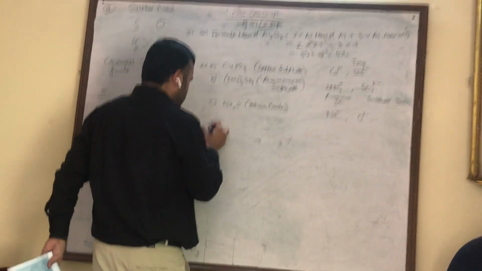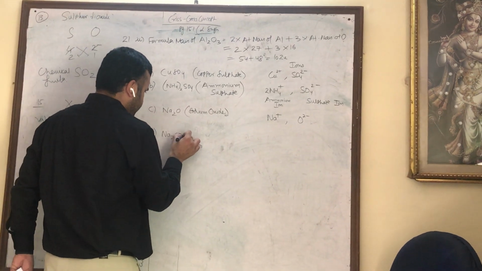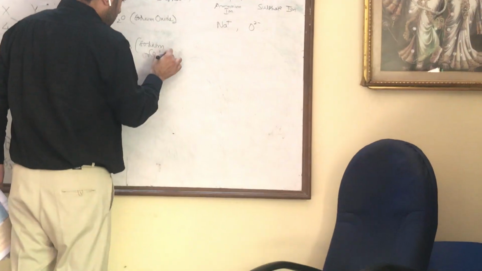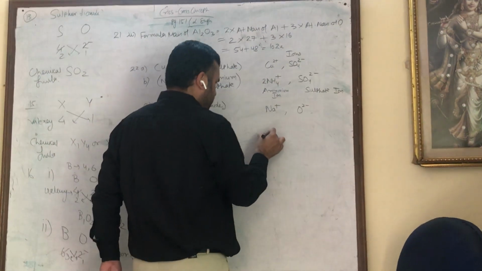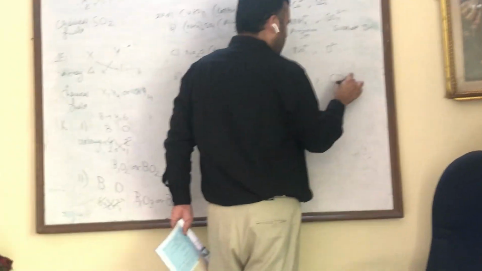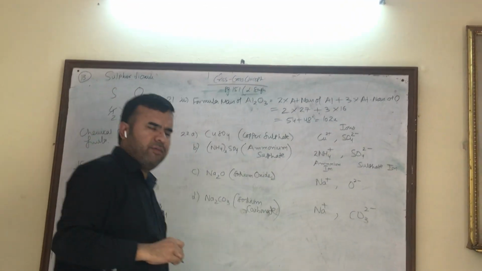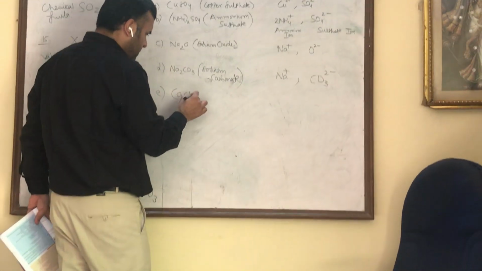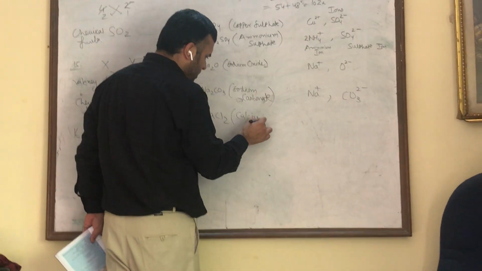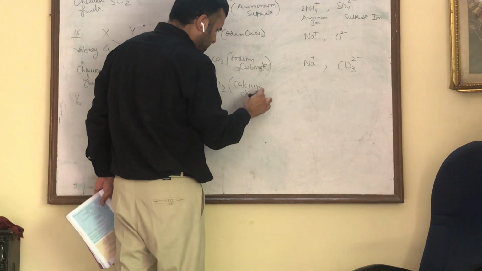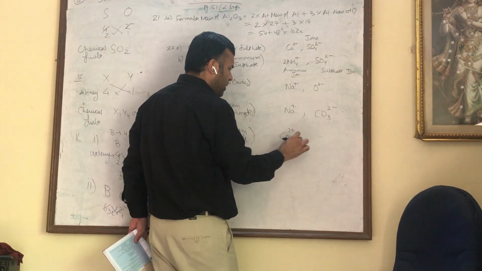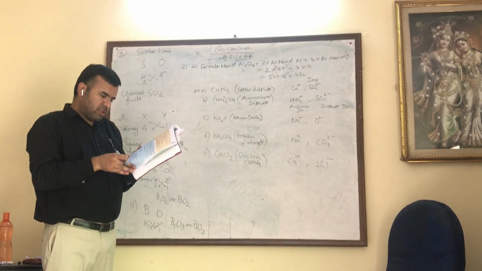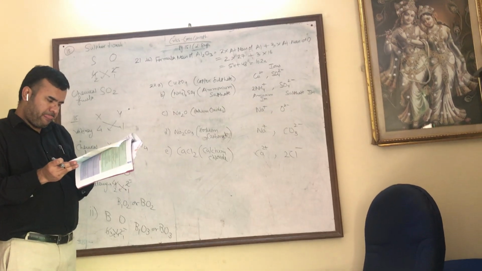Similarly, Na2CO3, name is sodium carbonate. Here Na+, sodium ion, and carbonate ion, CO3 2-, carbonate ion is present in it. And last, CaCl2, name is calcium chloride. Ca2+ and 2 Cl-. 2 chloride ions are there in it, right? This is how you can find out the formula. Okay.